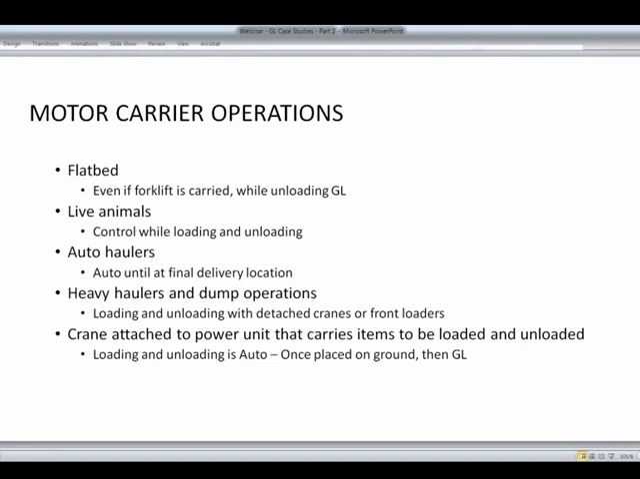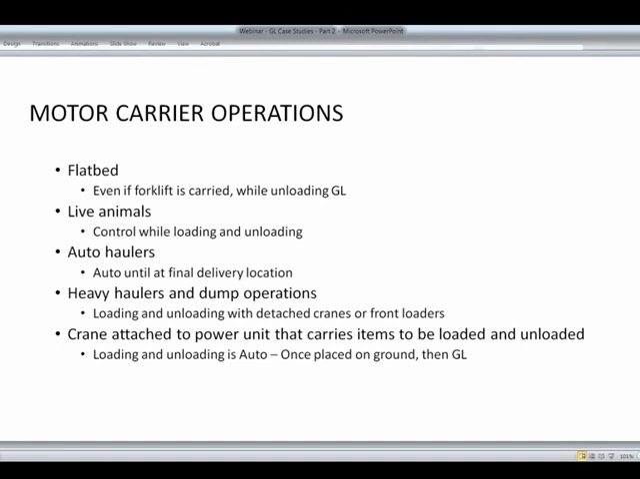Crane operator, crane attached to a power unit that carries items to be loaded and unloaded. Could be a roofing operation, the concrete block operation, the plywood. Again, more exposure there because that is auto under the auto form, less under the GL.